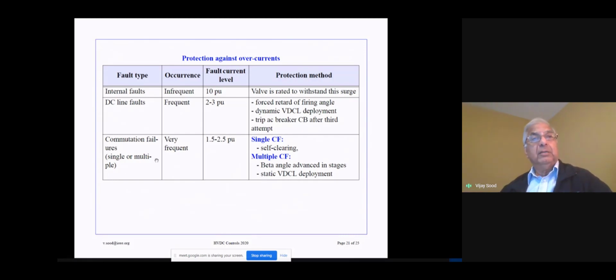In terms of the commutation failure protection system, and these are fairly frequent faults, misfires, the fault current level typically for the DC current will be 1.5 to 2.5 per unit. A single commutation failure is usually self-clearing. The controllers will just ride through it. However, if multiple commutation failures take place, then the beta angle will be advanced in stages, and the VDCL characteristic will kick in to make sure that the current is reduced to protect the valves. So this is the protection against overcurrents.